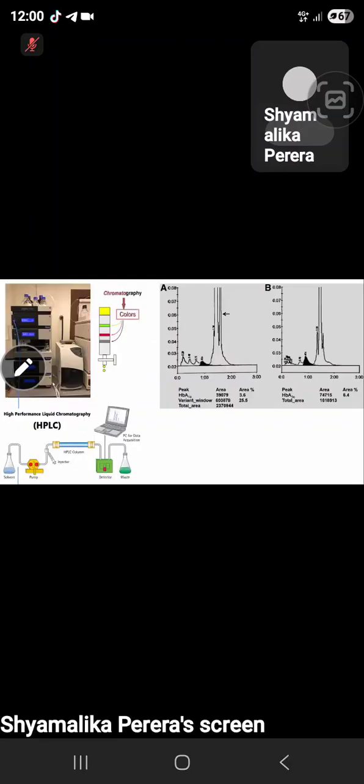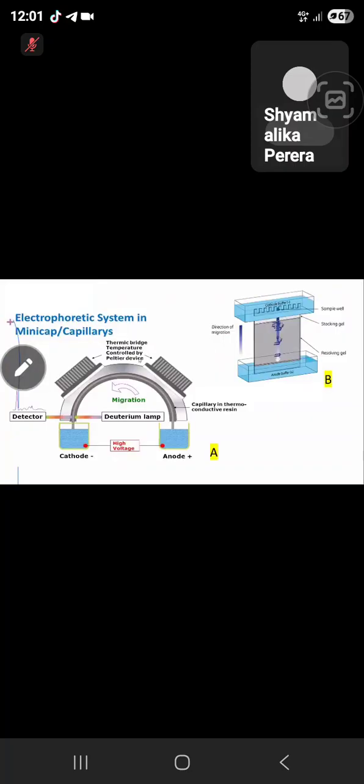So this is the HPLC instrument and the reporting pattern of this HbA1c. You can observe this as a graph, and the area under this peak, this black color one, indicates the HbA1c level in your blood. The other diagram indicates the electrophoretic system, the capillary electrophoresis system.